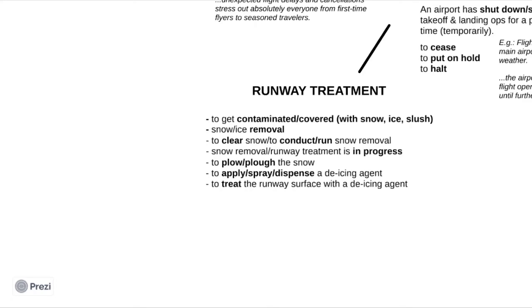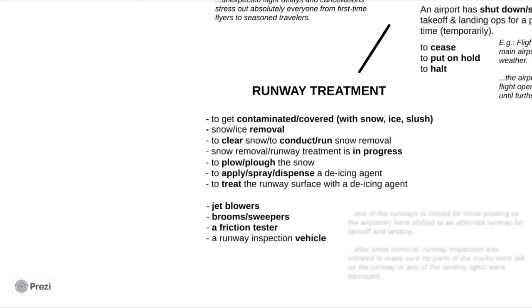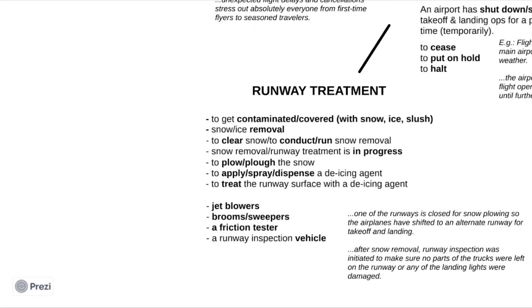Or be more specific about the equipment, like the ground services are sending out the blowers, brooms, a friction tester, or a runway inspection vehicle. For example, one of the runways is closed for snow plowing, so the airplanes have shifted to an alternate runway for takeoff and landing. Or, after snow removal, runway inspection was initiated to make sure no parts of trucks were left on the runway, or any of the landing lights were damaged.